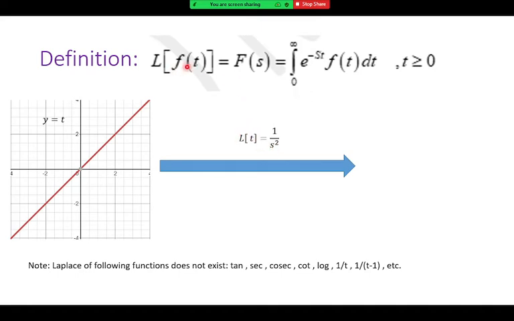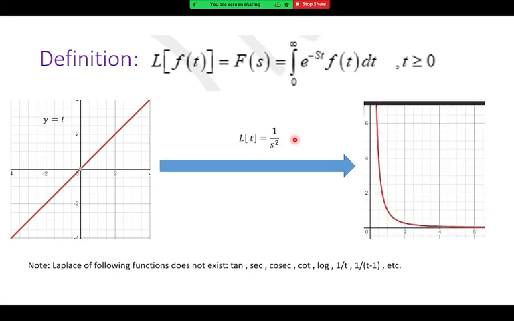If we apply this definition to the Laplace of t, we get 1 by s square. We will prove it. Right now you will see the graph becomes like this. This is the graph of 1 upon s square. You will observe the nature of the function is like y equal to t in the t domain, while in the frequency domain the graph becomes like this. Both t is greater than 0 and s is also greater than 0, so only that part is taken here. So the function is completely changing, and because of that this notation occurs.